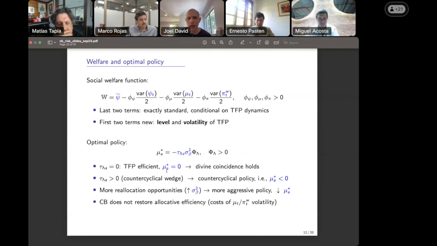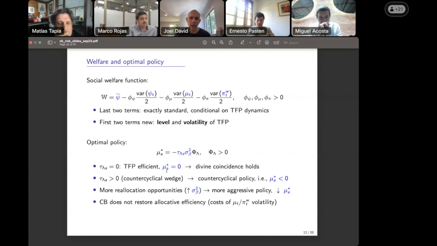If there's no inherent distortions in capital markets, the central bank can basically achieve the first best and go back to the flexible price economy just by stabilizing prices and the output gap. Okay, we can call that an extension of the divine coincidence. That also makes TFP efficient. Then we're back to first best. Is that clear? Okay.